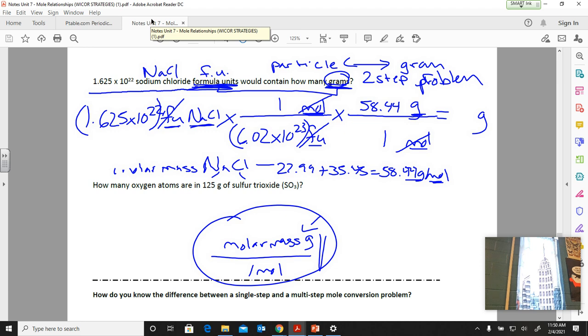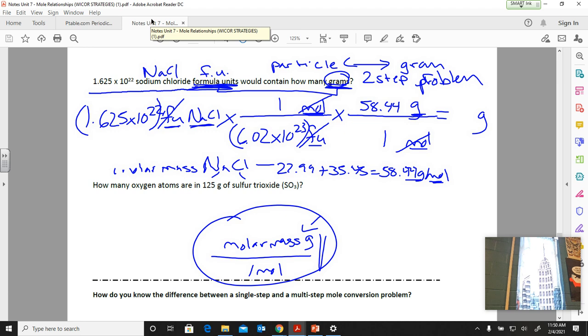I put parentheses, 1.625 times 10 raised to the 22nd, close my parentheses. So that's that first part. I multiply it by 1. I don't really have to multiply by 1, but I'll go ahead and do it. That's what it says. And then I multiply it by 58.44. Hit enter. So that would be the answer for the top part.